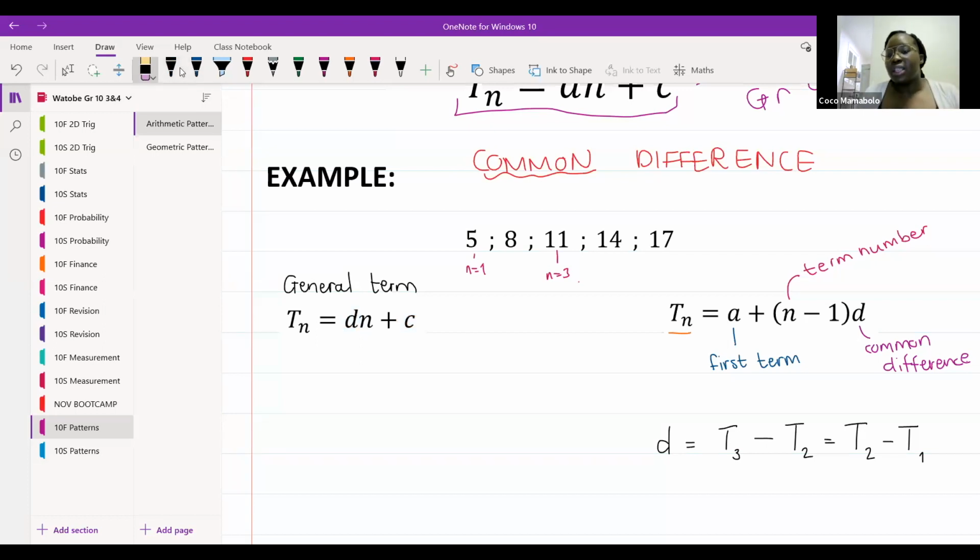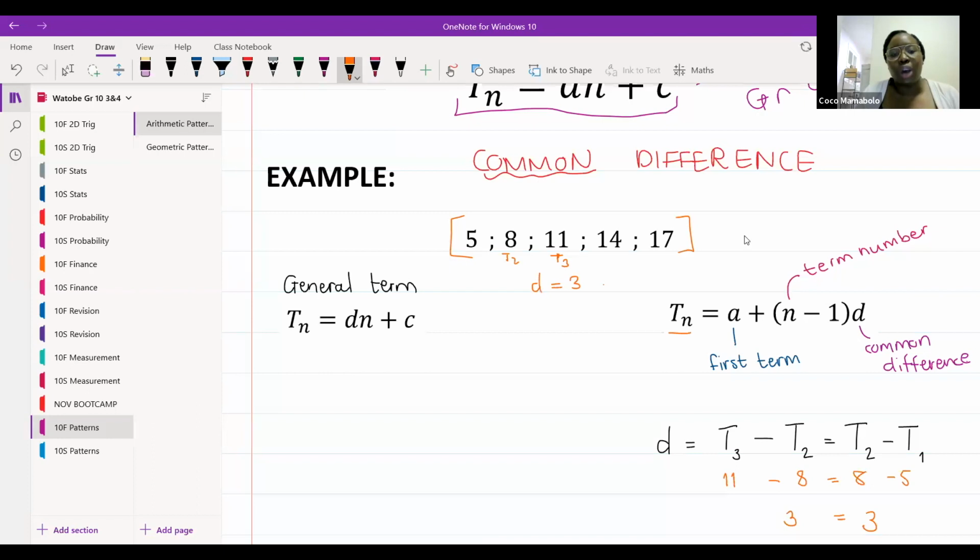Now, remember we said that the common difference is T3 minus T2. I know that my T3, the third number in the position, is 11. So I'm going to go 11 minus 8, which is T2, is equal to T2, which is 8, minus 5. Now, 11 minus 8 is 3, and 8 minus 5 is also 3. So that means our common difference for this sequence is 3. Our d is equal to 3.